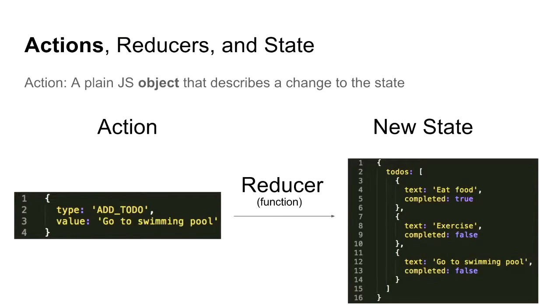So we have our action. It's going to run through a reducer function. And our reducer function takes that action object and our existing state, and it's going to return the new state of the Redux store. So in the case of adding our new to-do item, going to the swimming pool, we would expect to have our 2 existing objects, our eat food and our exercise to-do tasks, and we just want to append that new to-do item on there.